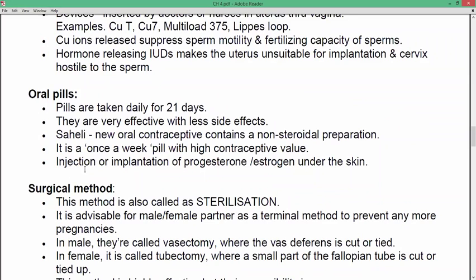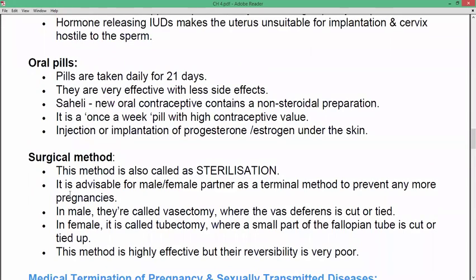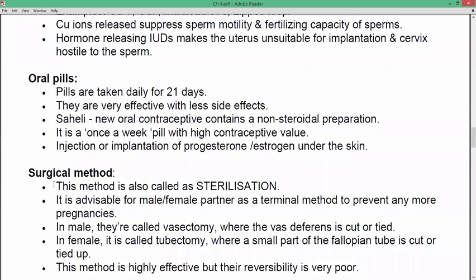Next is injection or implantation of progesterone and estrogen under the skin. So these hormones are also given in the form of injections, or implantation of progesterone or estrogen can be done under the skin, right? So this was about the next method. Now we are going to see the surgical methods, right? Surgical, that is related to surgery.